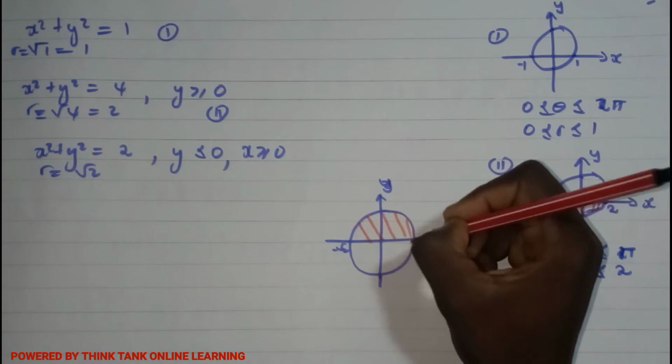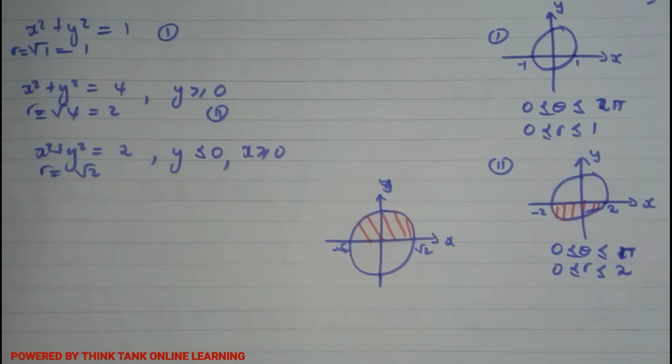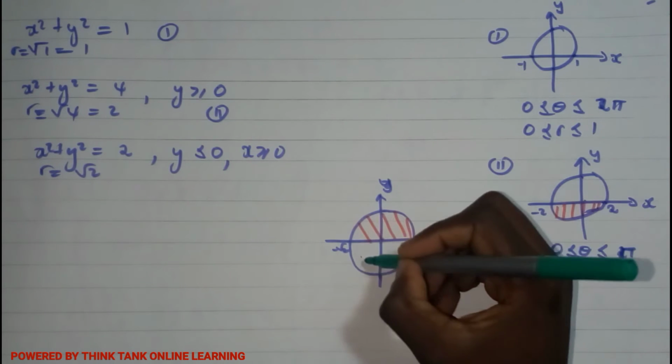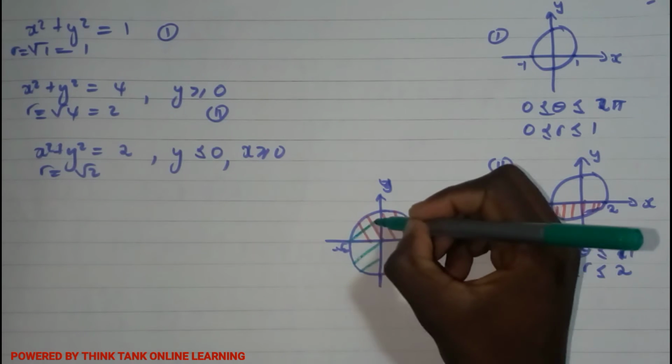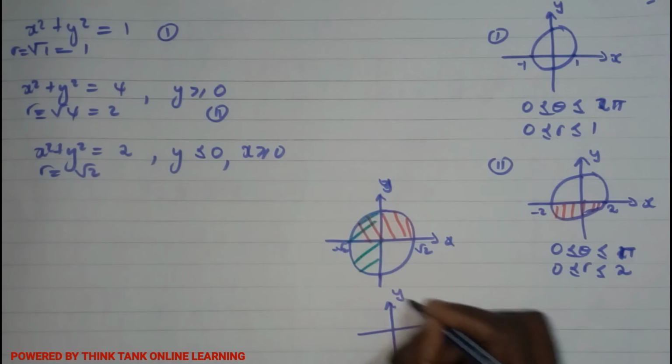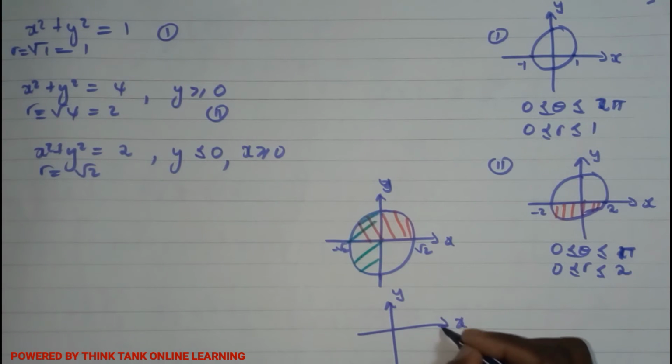Okay, but x is greater than 0. So x is negative in this region. I'm going to use a different color. So x is negative in this region. Now, as you can see, the portion we are interested in is just this portion. Let's say y, x. In this portion, the fourth quadrant.